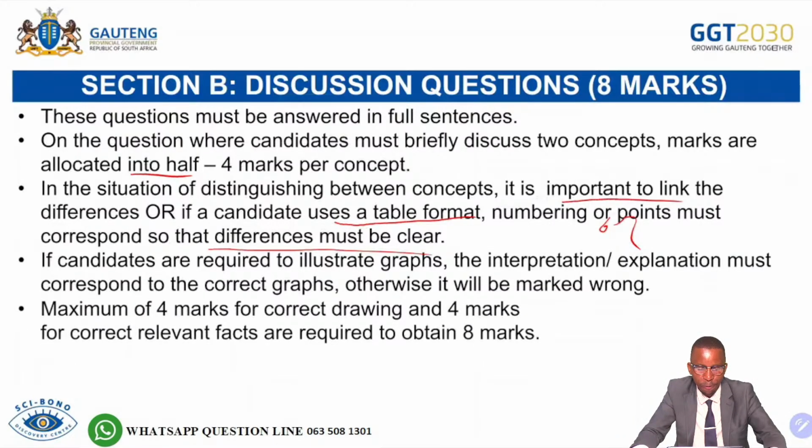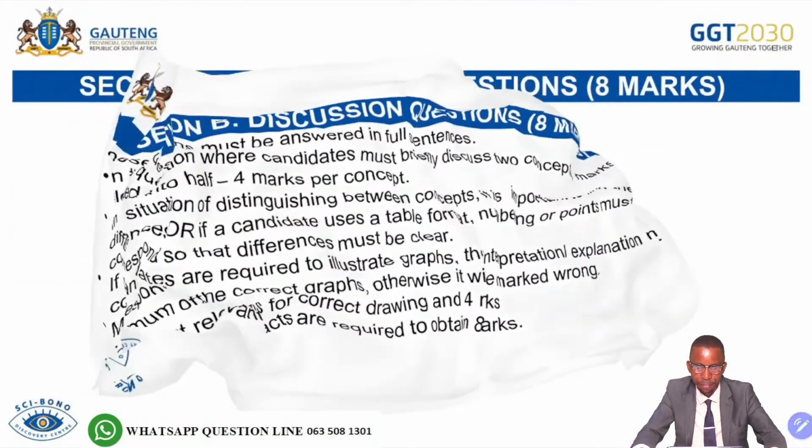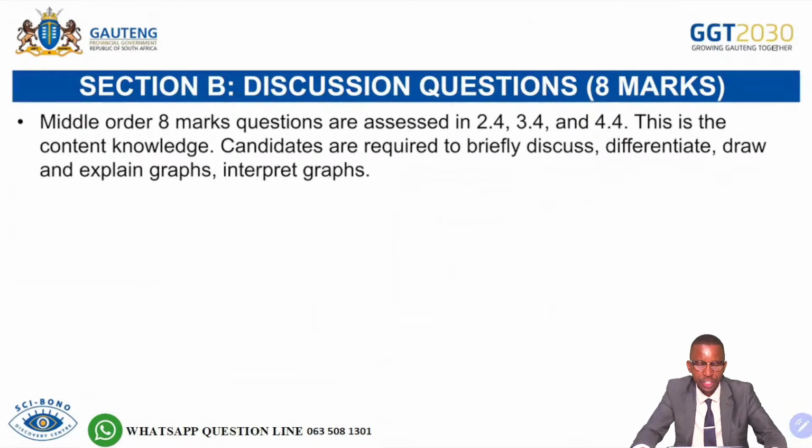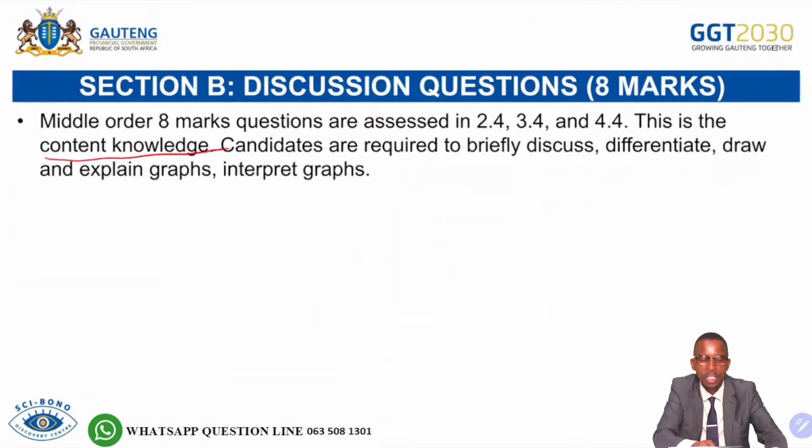A maximum of 4 marks for correct drawings and 4 marks for correct relevant facts are required to obtain 8 marks. You draw for 4 marks, and then you interpret or explain the graph for 4 marks. Middle order questions, which are 8 marks, are assessed in 2.4, 3.4, and 4.4. This is the content knowledge. It is in your book. Candidates are required to briefly discuss, differentiate, draw, explain and interpret graphs.